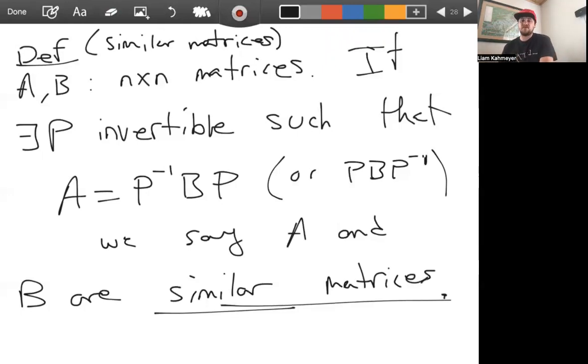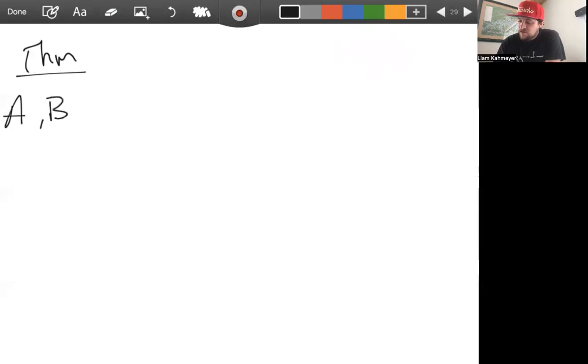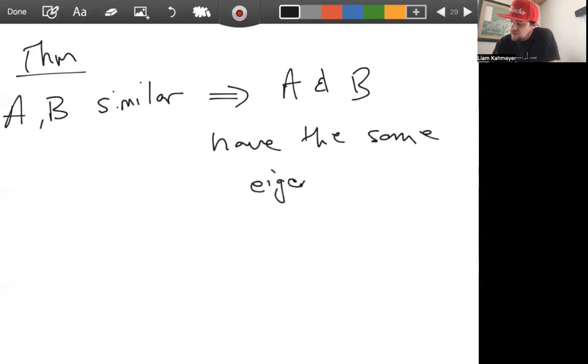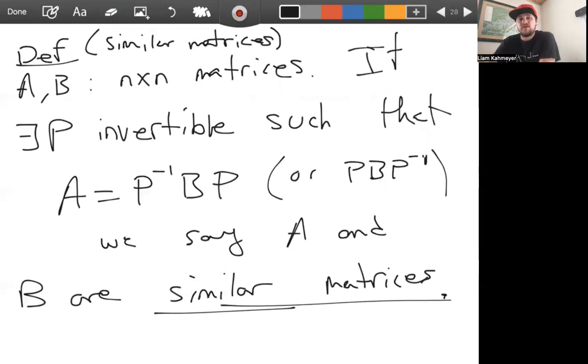Now, why do we care about similar matrices in the context of calculating eigenvalues and eigenvectors? Well, we care because of the following theorem. If A and B are similar, this implies that A and B have the same eigenvalues. So this is a pretty important theorem here. It says if you have two similar matrices, they have the same eigenvalues. Now, why does this make our life easier, right? You can say, well, great. How do I find an invertible matrix, right? This is just saying if it exists, then I can use it. But the real question is, how do I find an invertible matrix? It would make my life easier.